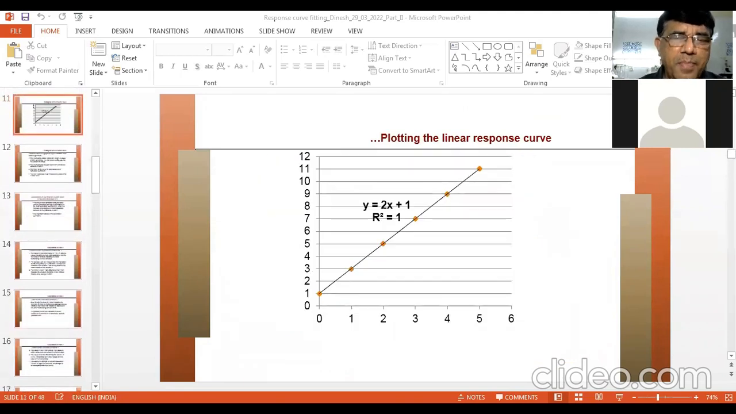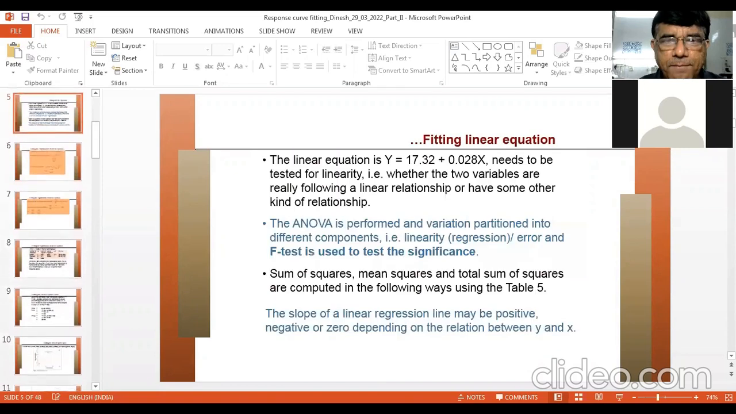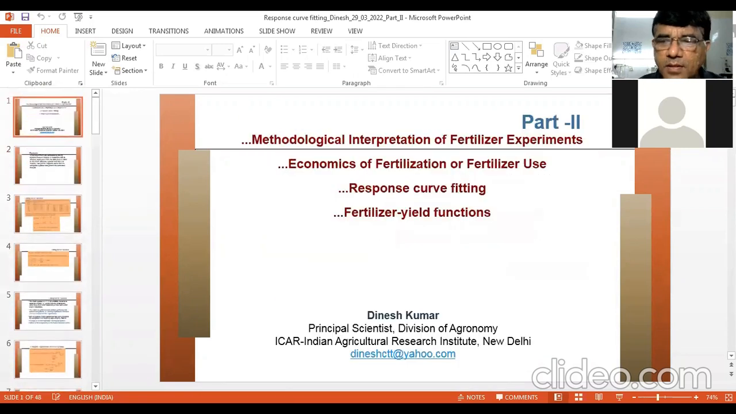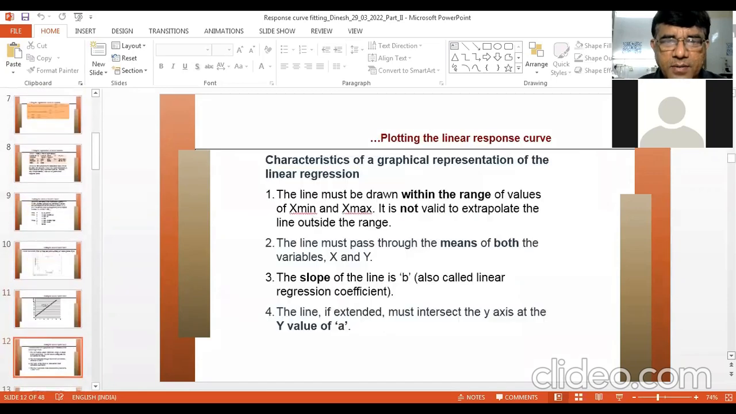If you see any line, this is the line. You can see here R square is equal to 1, meaning all the data points are touched by the line. Actually, I do not have a figure. I will explain it to you later.